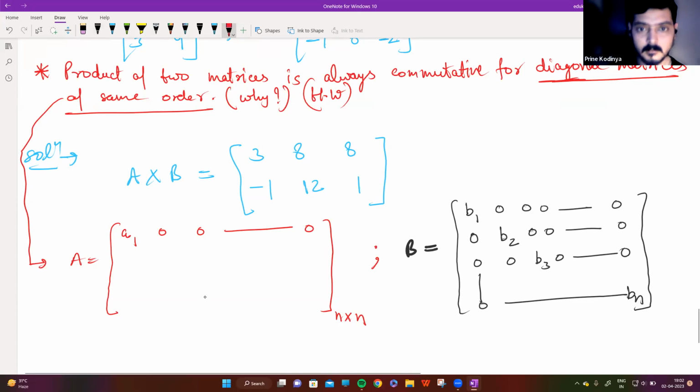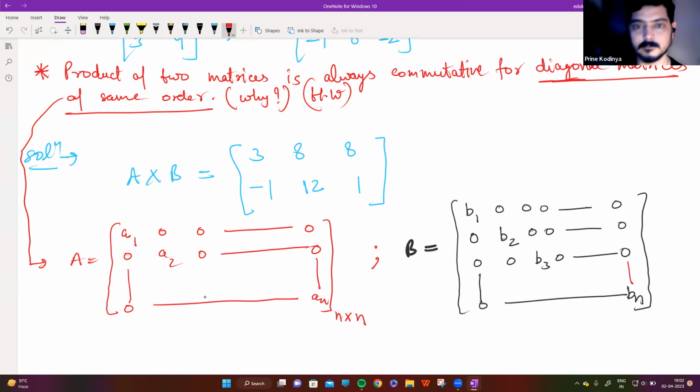Similarly, for A, all the diagonal elements are A1, A2, and so on, and all the non-diagonal elements are zero, right? Now, there's another notation for a diagonal matrix which I want to tell you. You don't need to write this again and again, because this is a cumbersome process. We don't want to write a general matrix like this. So in place of this, we have a nice, beautiful representation of a diagonal matrix.